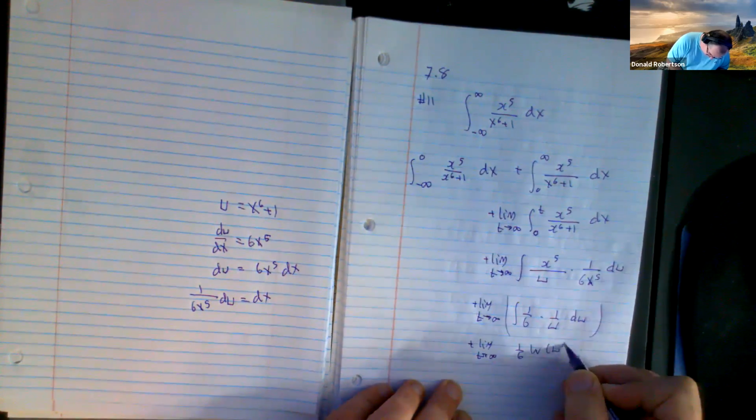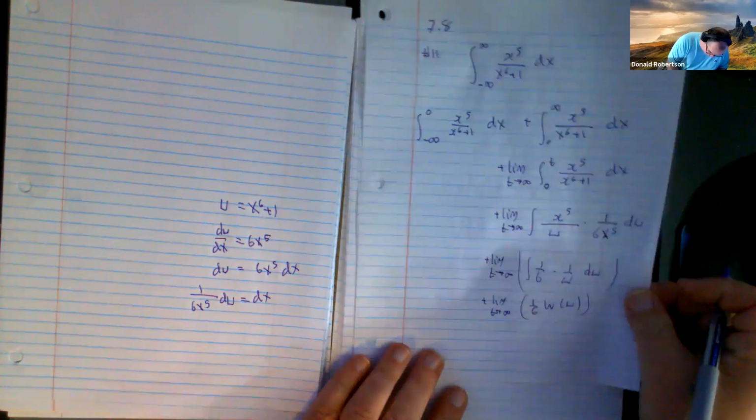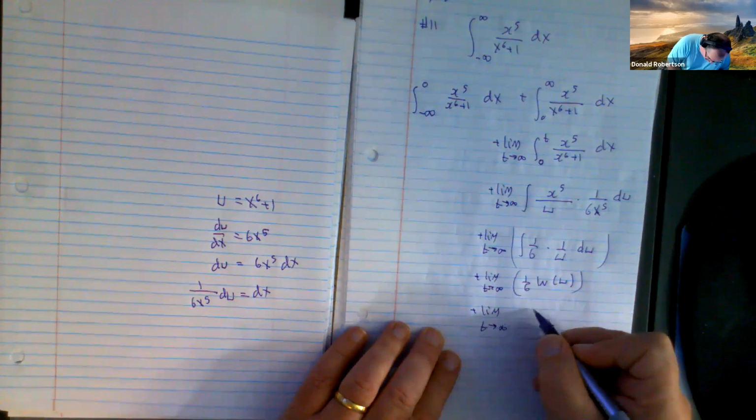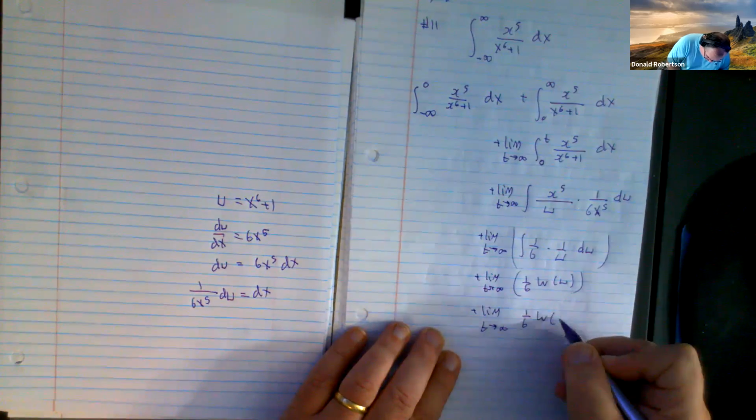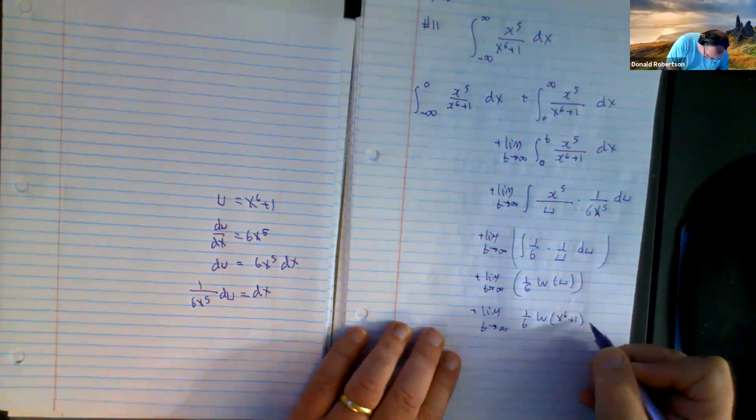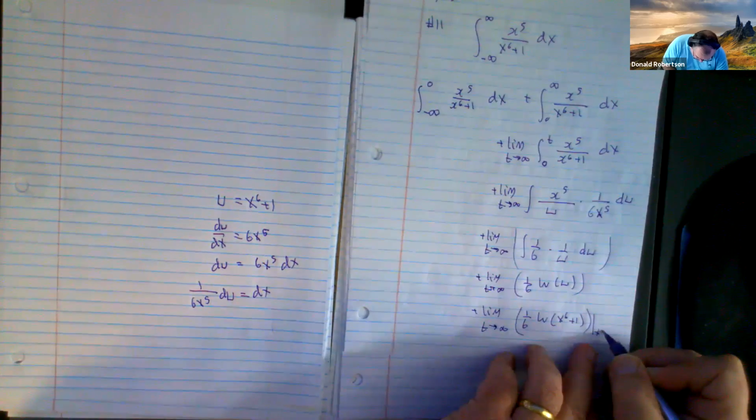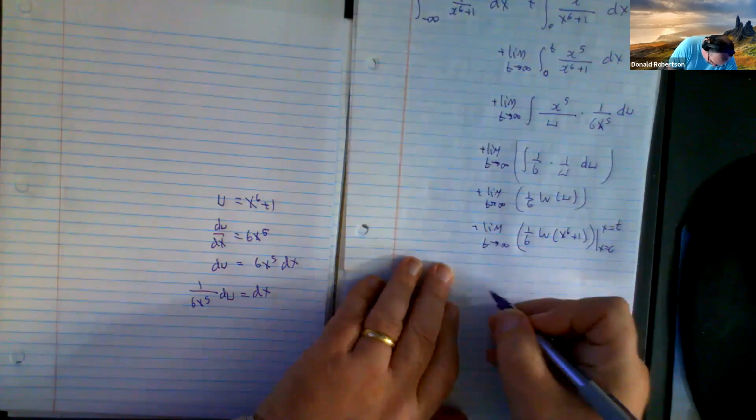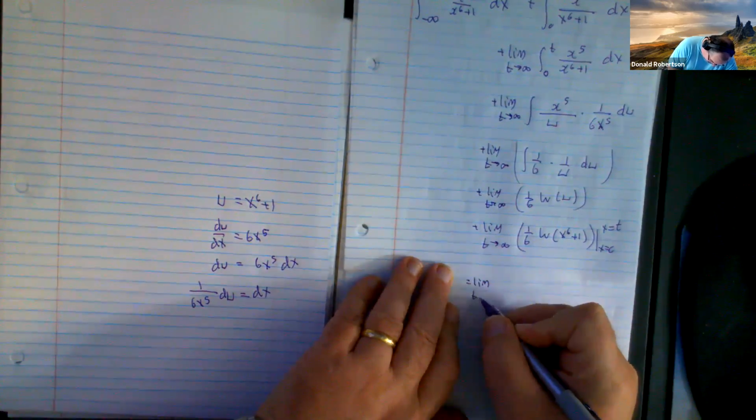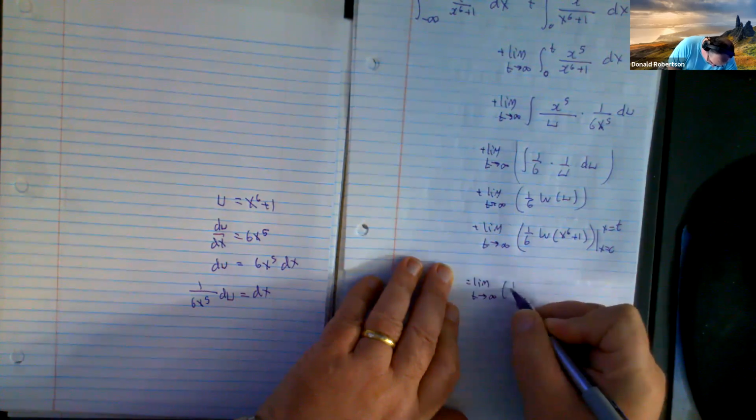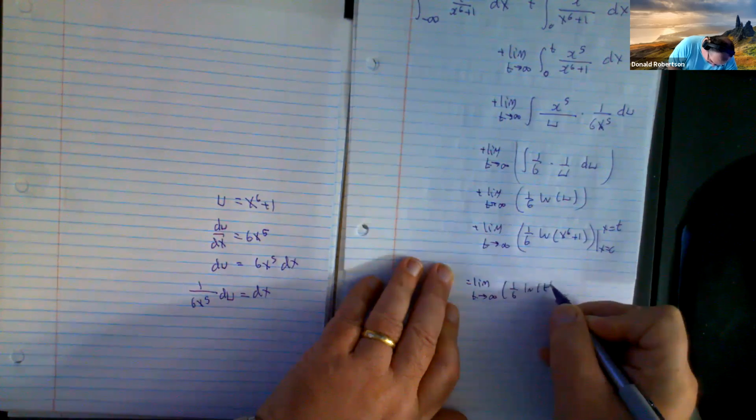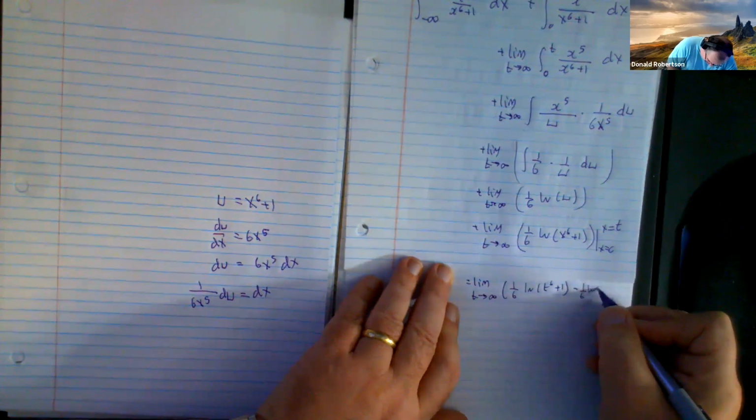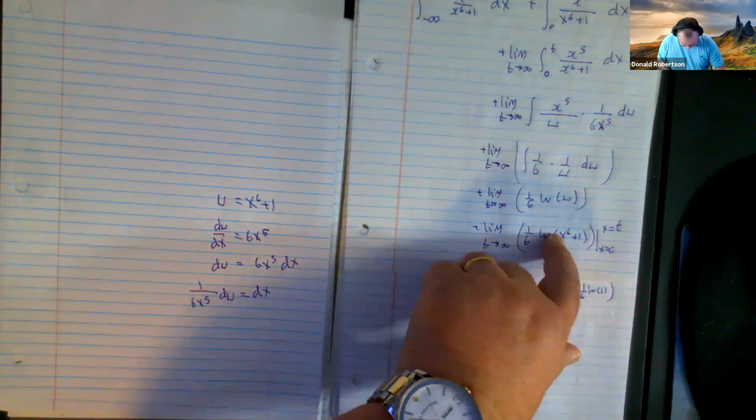the natural log of u, which when we convert it back into the x's becomes 1/6 the natural log of x to the 6 plus 1. And then we can evaluate it at 0 and at t. So that becomes the limit as t tends to infinity of 1/6 the natural log of t to the 6 plus 1. Take away 1/6, well, it's just really the natural log of 1, because 0 to the 6 is still 0.